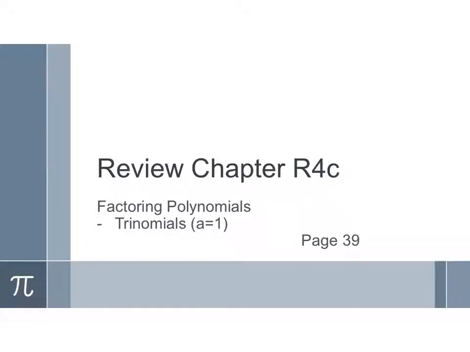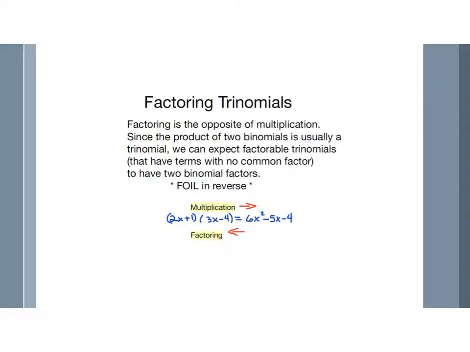Okay, so today we're going to continue on with our factoring section, which is review section 4. Today we're going to factor trinomials when the number in front of x squared, our a value, is going to equal 1. So if you think about factoring trinomials, it's sort of like the opposite of multiplication. Since the product of two binomials is usually a trinomial, when we factor our trinomials, we're more than likely going to end up with two binomials.